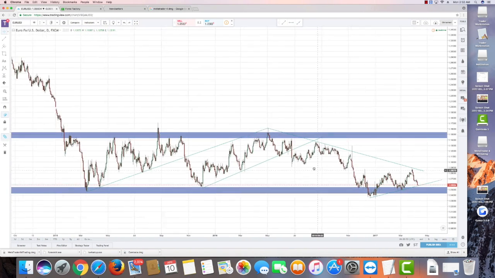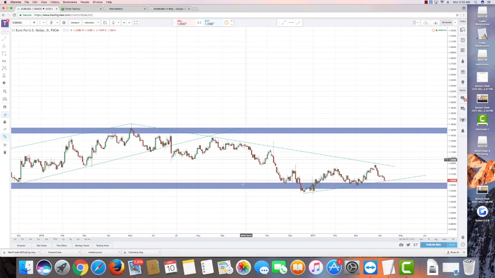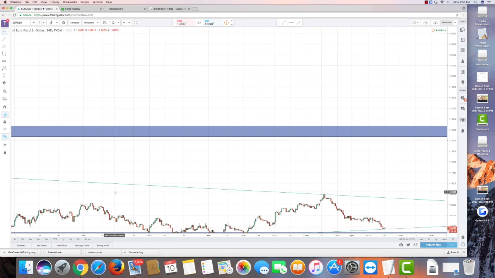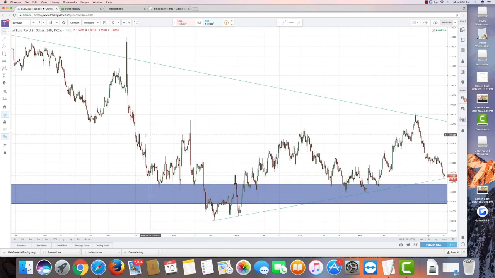Now, a good example of support to resistance, I like to look at this little area here. You can look at this area. I'm going to go on a smaller time frame. Let's go ahead and look at this area.